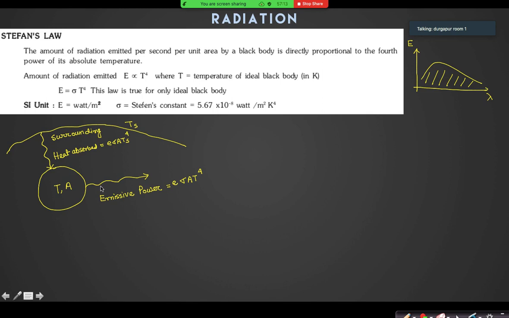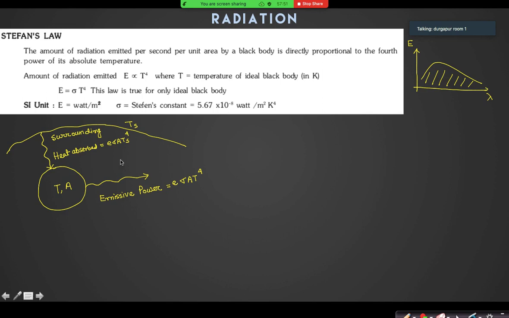But you need to understand one thing, that this heat absorbed is not coming inside Stefan's law. Stefan's law only talks about the emissive power, and that also for a black body. But this heat absorbed is not in Stefan's law. We can actually prove that heat absorbed is equal to E sigma A into Ts power 4. A is the area of the body, not the area of the surrounding. Now I'm trying to prove this.